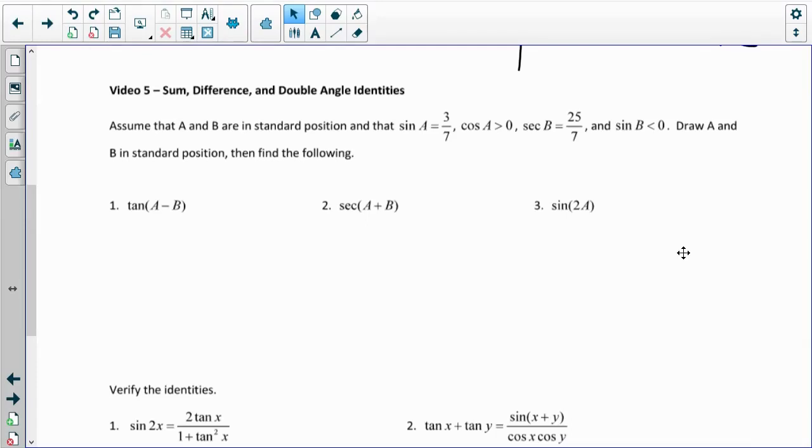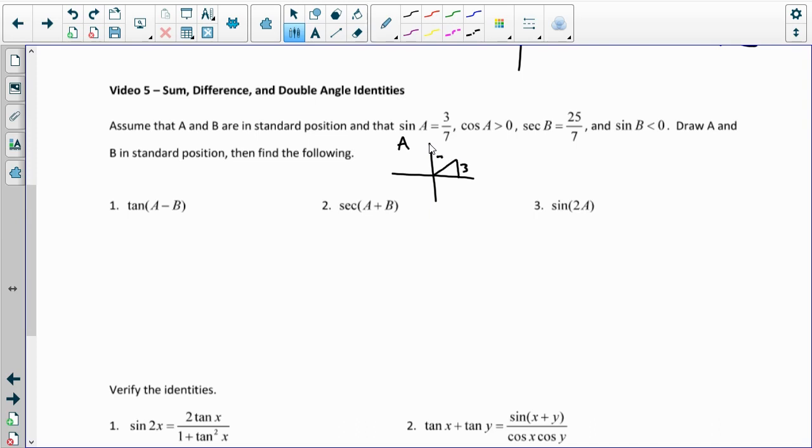We're going to do a second video on sum, difference, and double angle identities. We're going to do one more problem like the problem we did at the end of the last video. So sine of A is 3/7 and cosine is positive, so that puts us in the first quadrant.